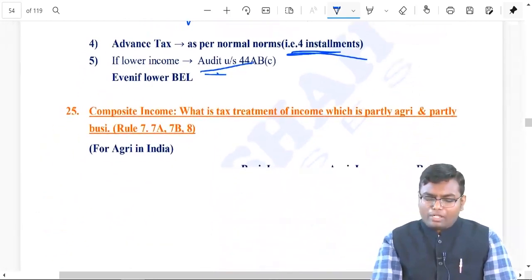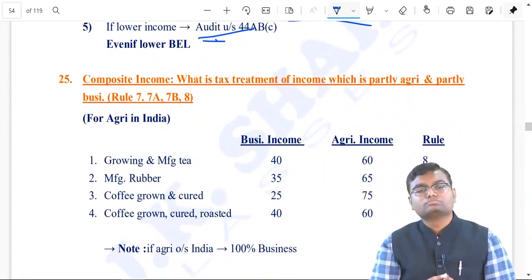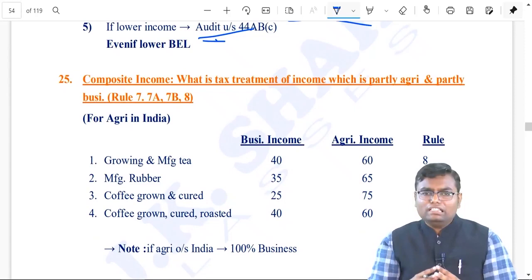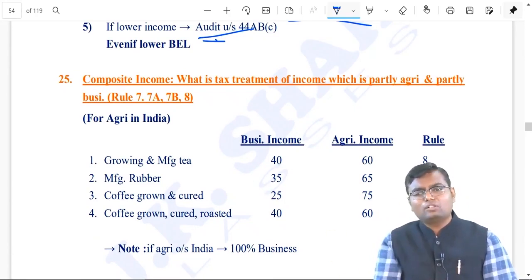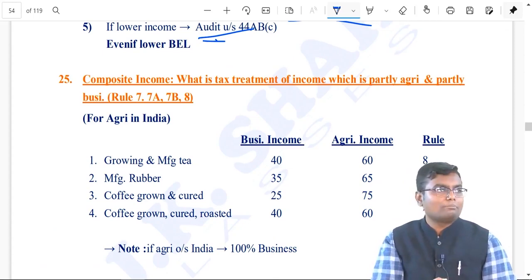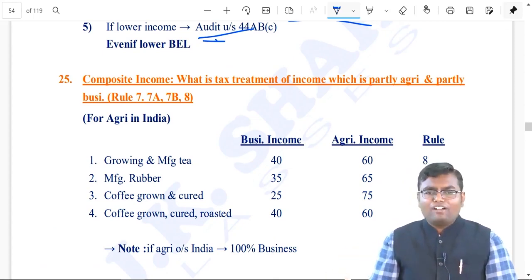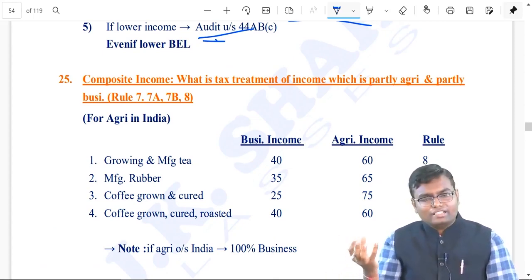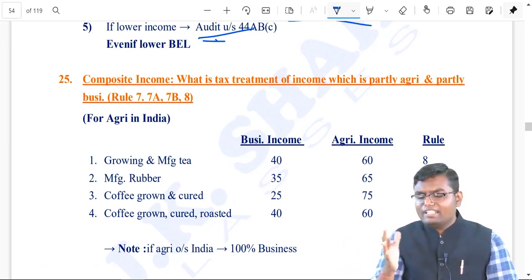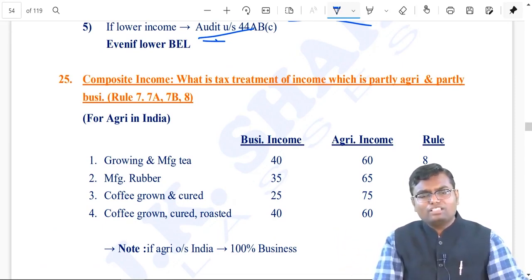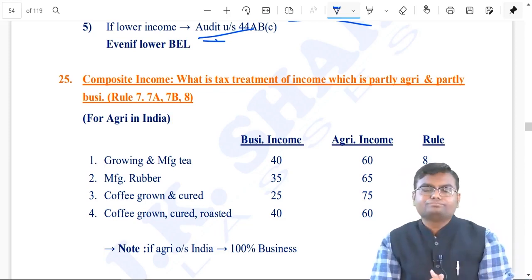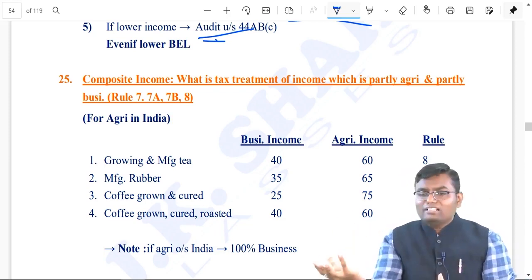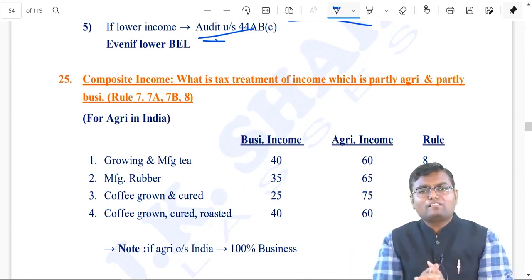Now, the last point of this chapter. If I have any income which I have arrived at by doing 2 operations, number 1 agricultural operation, number 2 business operation. For example, I have a farm in which tea is produced, and that tea I take as a raw material in my factory, where I do some business operation, and afterwards I sell the tea. So agricultural operation is also there, business operation is also there.